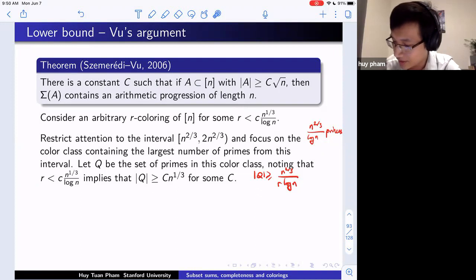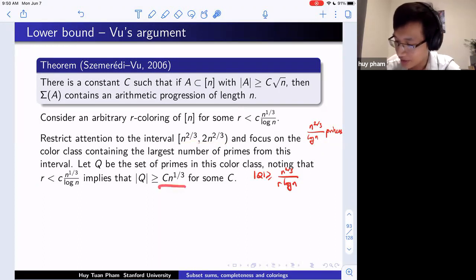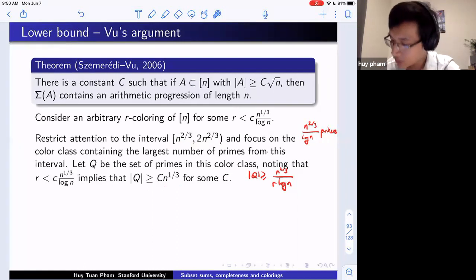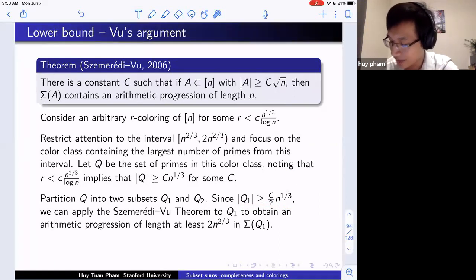So this is exactly the threshold where we can apply the theorem of Szemerédi and Vu with a square root of the size of the interval, which is roughly n to the 2/3. So we'll split Q into two subsets, Q1 and Q2, let's say of equal size. Q1 has size bigger than a large constant times n to the 1/3, and therefore by Szemerédi and Vu's theorem, sigma of Q1 contains an arithmetic progression of length at least 2 times n to the 2/3.